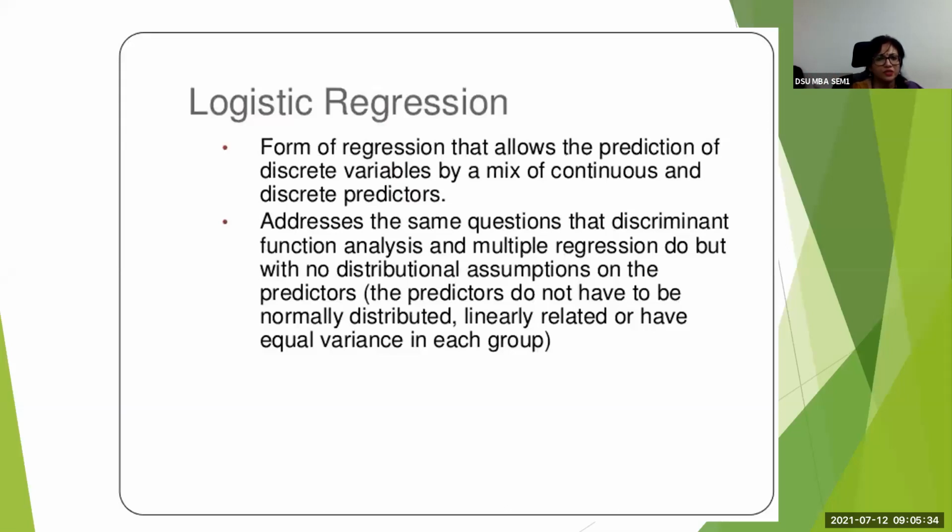the right side of the equation, you will have a set of independent variables along with a constant. So this regression also addresses the same question that discriminant function analysis and multiple regression do, but with no distributional assumptions on the predictors. That is, the predictors do not have to be normally distributed, linearly related, or have equal variance in each group.